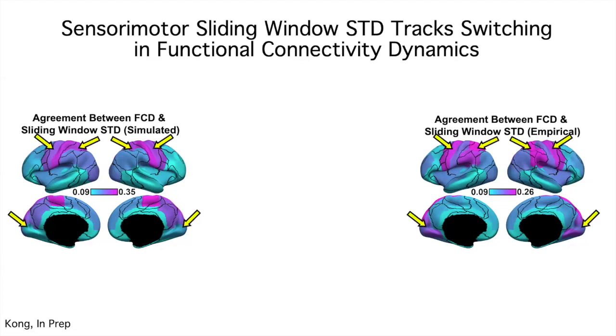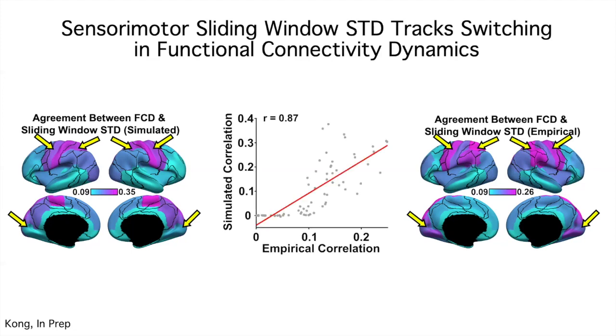We see that sensory motor regions seem to have high values. So this means that the standard deviation of sensory motor time courses seems to track functional connectivity dynamics. And you can see that there's a strong agreement between the simulated spatial map and the empirical spatial map.